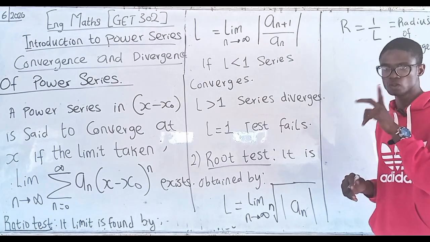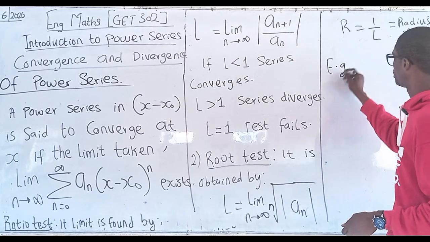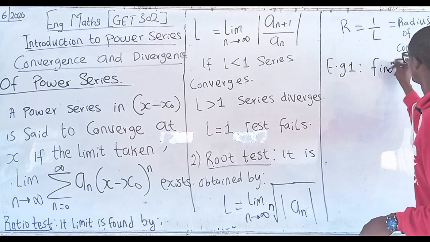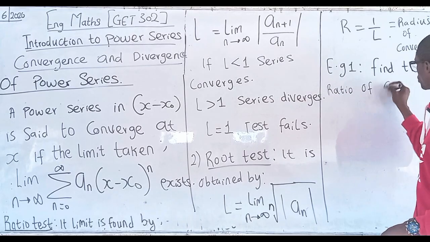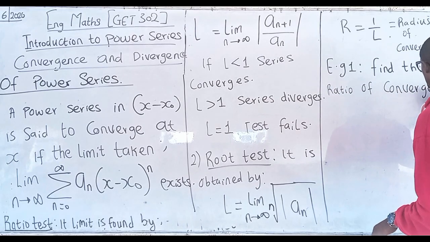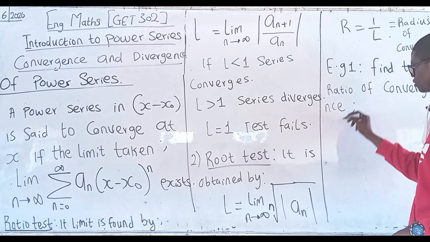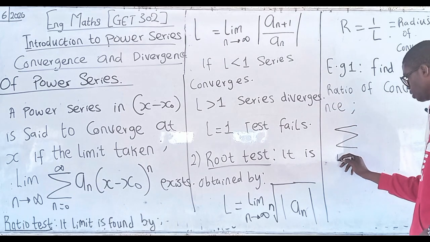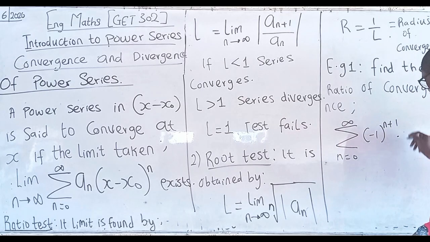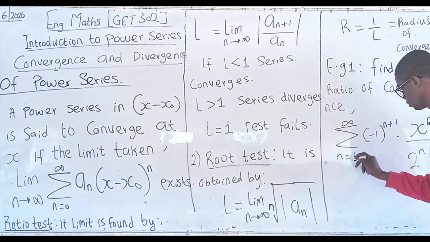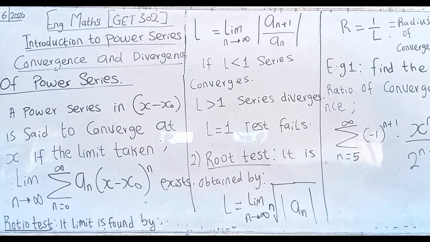Then let's see a question on this. Example 1: find the radius of convergence of the sum from n equals 0 to infinity of (n plus 1) times x to the power of n, all over 2, with n equal to 5. So we have this question.